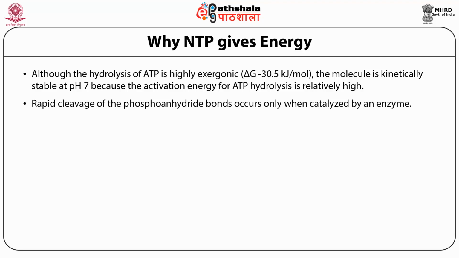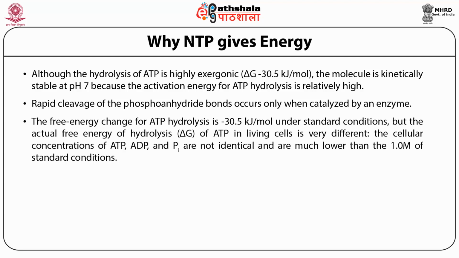So, cleavage of the phosphoanhydride bond occurs only when it is present in the active site of an enzyme, or it is catalyzed by the enzyme. This shows that, being an exergonic reaction, we still will not have spontaneous cleavage of this ATP. That basically helps our body to use the ATP in an effective manner.